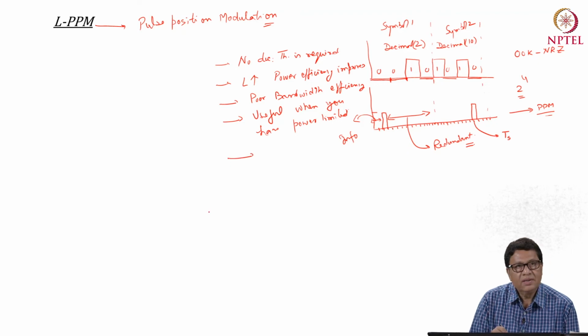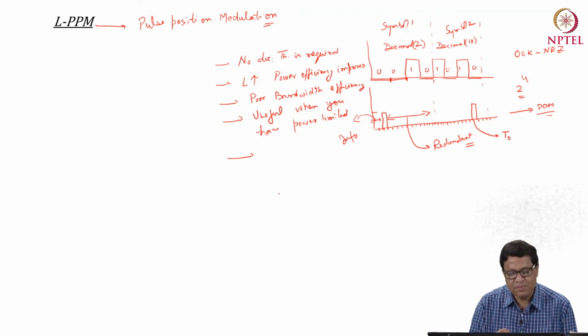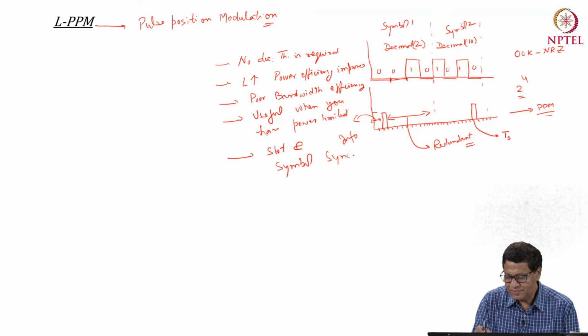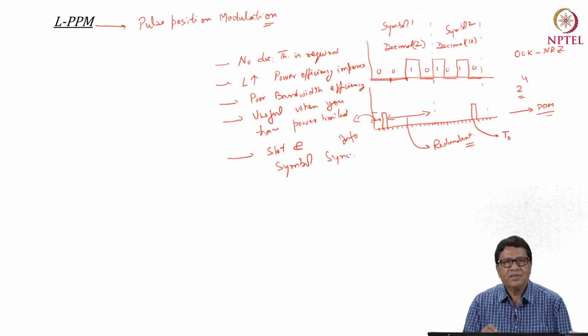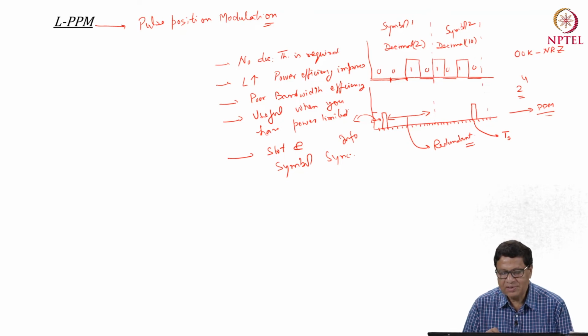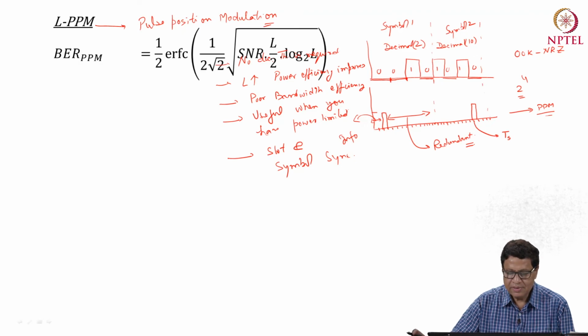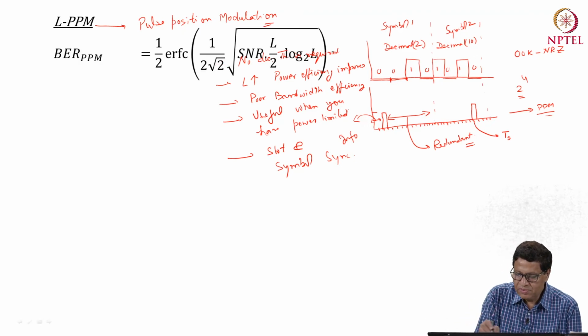And the other issue is that because you have slots as well as symbols, you have to maintain the synchronization of slot and symbol. So slot and symbol synchronization is required. So these are some plus points and negative points of the PPM system.